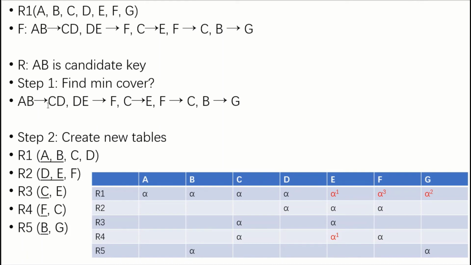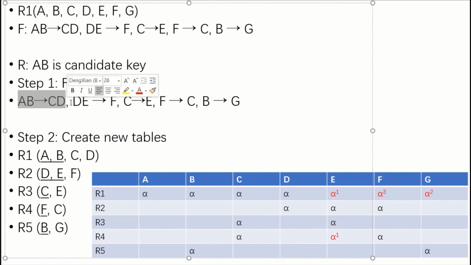Now, are we able to drop any functional dependency here? AB implies CD. I assume that this will not be around. I find closure of AB. Closure of AB is AB and G. And so I have to keep this. Closure of DE is DE, and that's all. I have to keep this. Closure of C is C, and that's all as well. I have to keep this apparently. Yep. Closure of F is F.